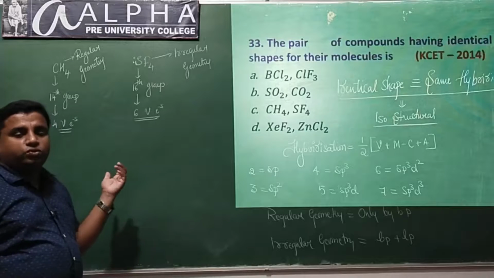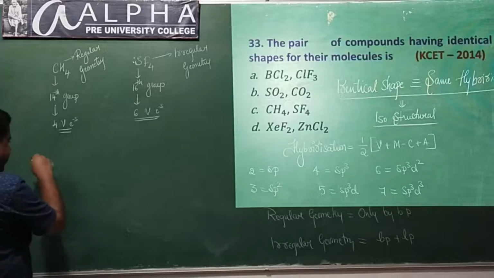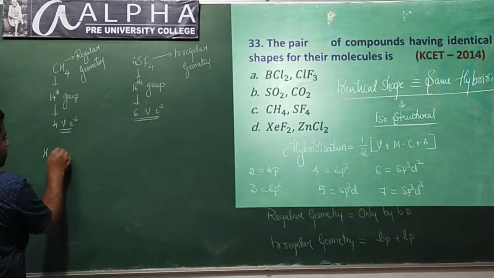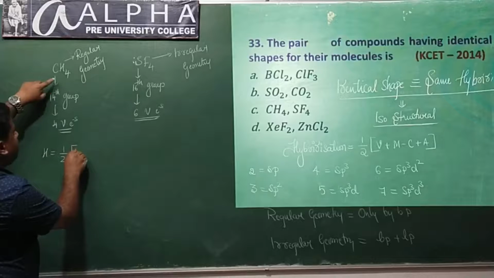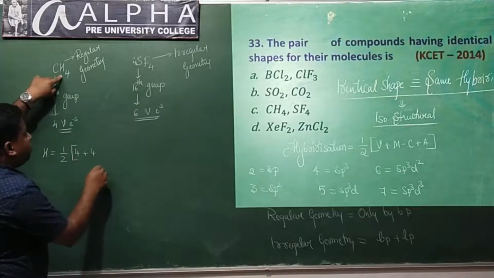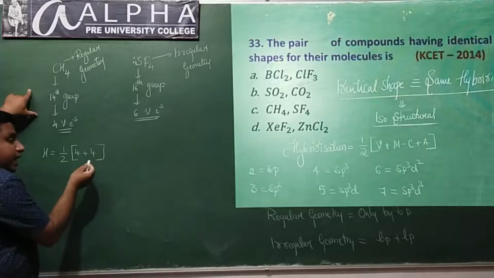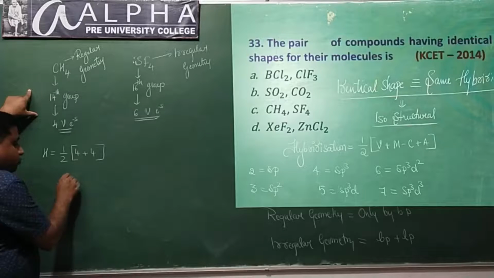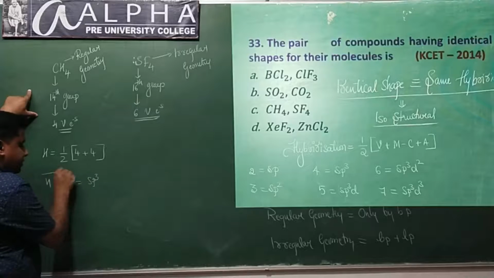Let us prove it with the state of hybridization. Come on, calculate half of. So number of valence electrons 4, number of monovalent atoms 4, positive charge 0, negative charge 0. So 4 plus 4 is 8. Half of 8 is 4. So hybridization is 4, which means sp3 hybridization.